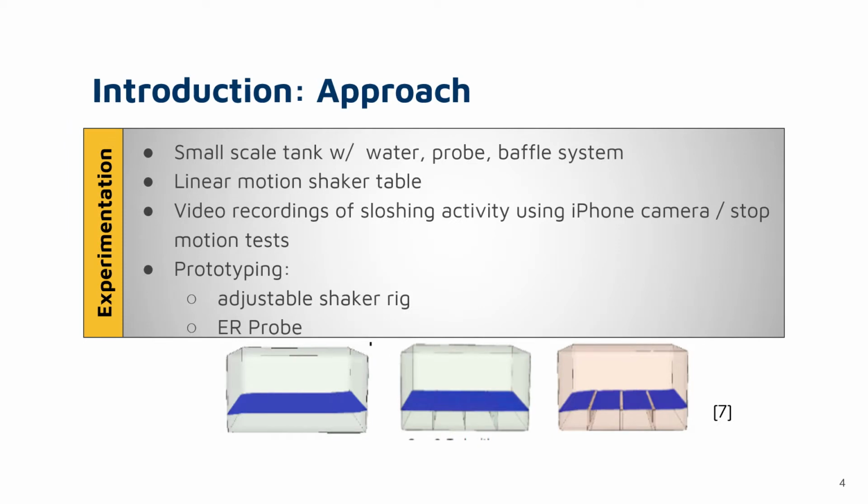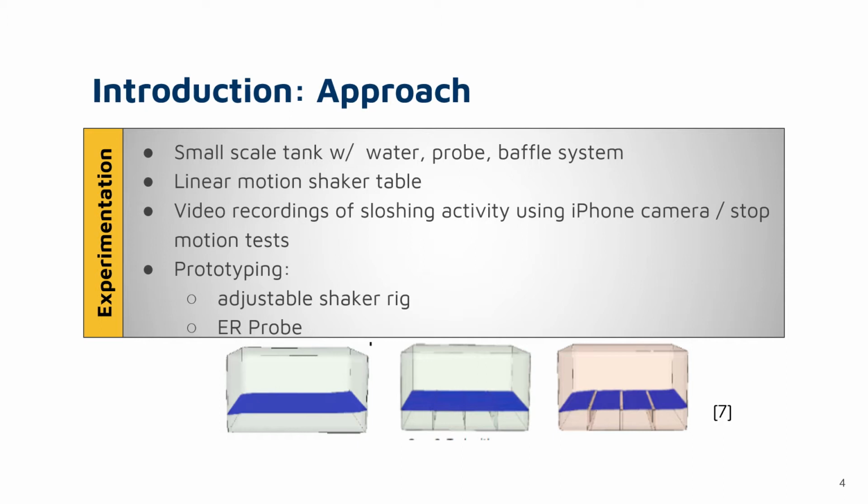As for our approach, I had previously mentioned the split in responsibilities. These next few slides will detail some of the duties on each side. So, in the experimental work, we designed a setup consisting of a small-scale, clear-walled fish tank containing water with an optional baffle system and an electroresistivity probe. The tank itself was placed on top of a linear motion shaker table to produce sloshing behavior. Video recordings of individual runs were taken using an iPhone camera in order to document physical attributes of sloshing within the tank. Two standout prototypes were designed within the experimental portion of this project.